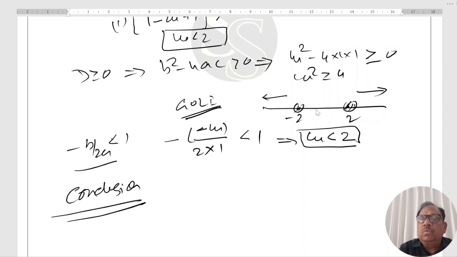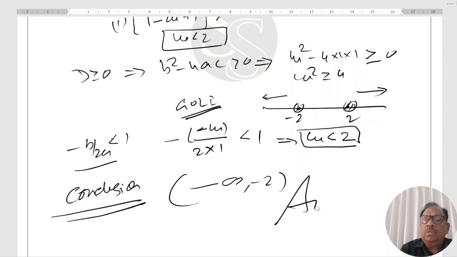M less than 2. Okay. पहला condition. दूसरे में m should be less than 2 or third is m is less than 2. So answer will be minus infinity to minus 2. This is the answer. Right? Next question.